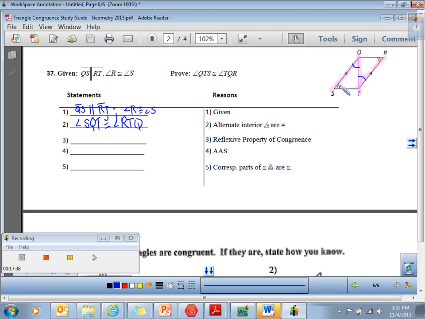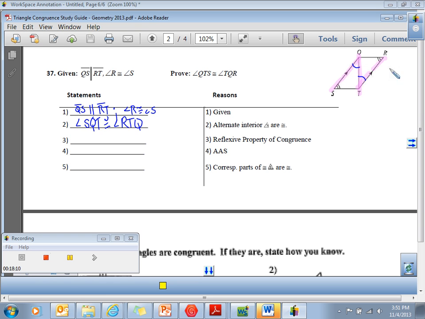But look, S has no other angles attached to it. I could say angle S. But here, angle Q talks about this angle, it talks about this angle, and it talks about the whole angle. So you have to tell me exactly which part you're talking about. Okay? So alternate interior angles are congruent because the lines are parallel. So this angle is already given. We have that angle now.